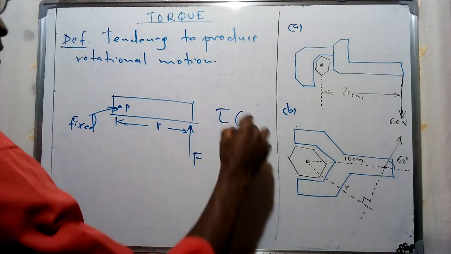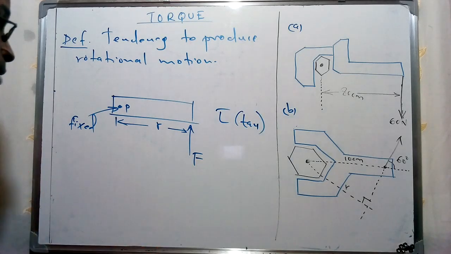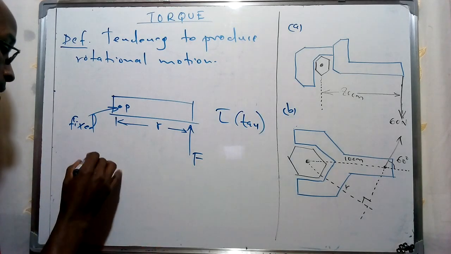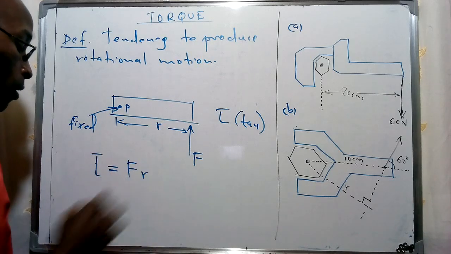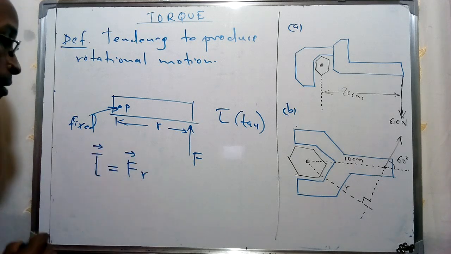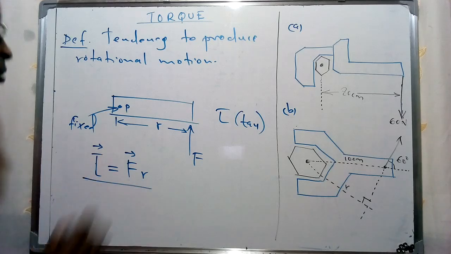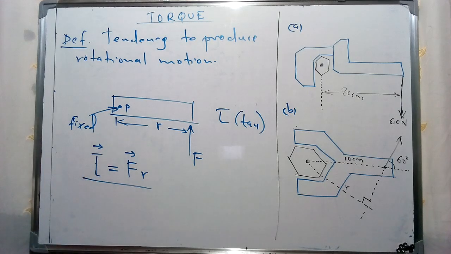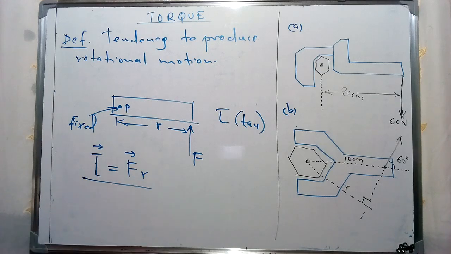And this is going to be given in terms of this specific symbol, which we give as tau. We can give this tau in terms of an equation, which is going to be the product of the force and the distance from this point of action. This is a vector quantity which can be given in terms of this illustration. Therefore, the magnitude of this force and the distance from the axis of rotation is going to define this aspect of a torque.